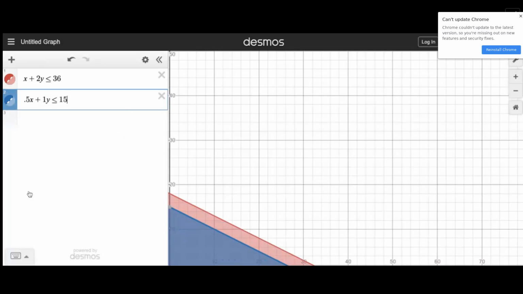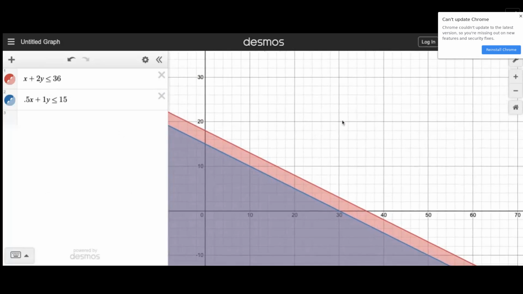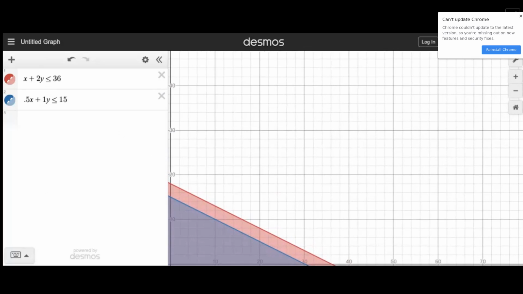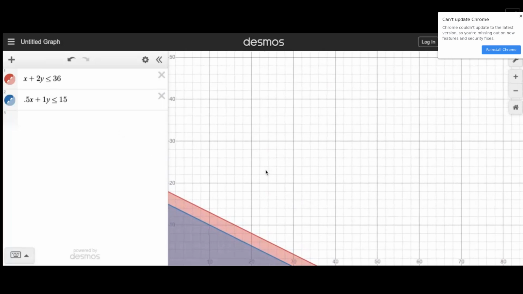All right, and I have zoomed into this part of the graph because remember, X and Y are both greater than or equal to 0. So we don't really need to look at anything less than 0. So here is the feasible region that you're going to think about for part B. You can see it's kind of a triangular shaped region, a right triangle formed by the axes.